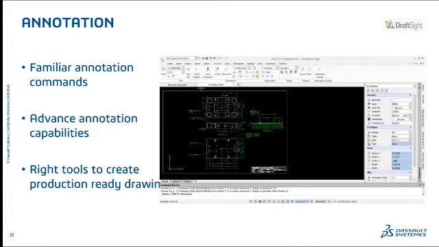So we'll just take an overview of this annotation. The familiar annotation tools will help us in applying dimensions to your geometry with the right tool set available over here. With the advanced annotation capability, you can make use of the dimension capabilities like baseline and continuous dimensions to add dimensions to your drawing file from the origin. With the right tools to create production ready drawings, it will help us in creating your customized drawing files for you.